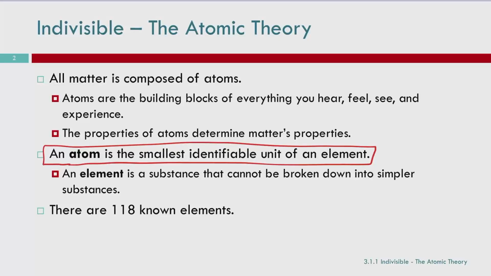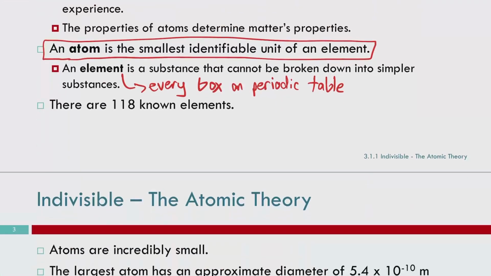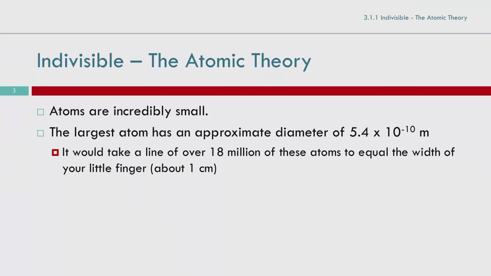We've got 118 options. 91 or so of those exist most of the time. So every box on our periodic table is an element. And the smallest piece, the smallest little mote of element that you can have is an atom. If you go smaller than that, it's no longer an atom, it's something else.